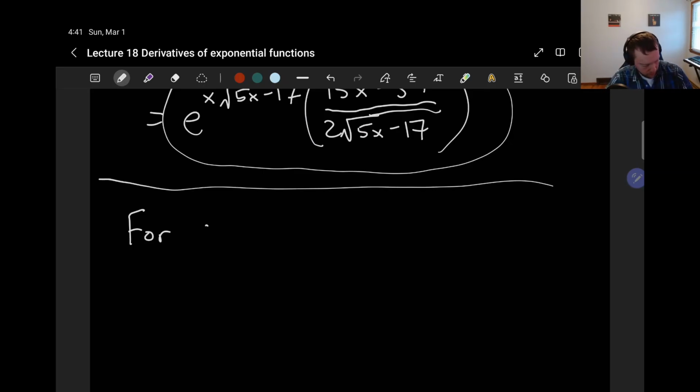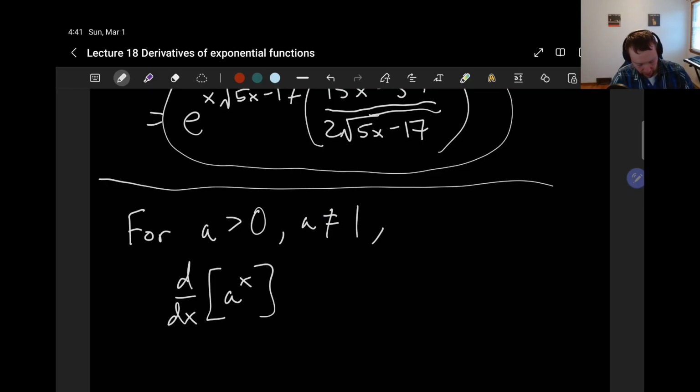So remember, the base of an exponential function, we call it a. We like for it to be positive, but not 1. Then the derivative of a to the x. Well, so far it looks kind of similar to what we saw before with e to the x. But you multiply by natural log of a. So this is the more general formula for any exponential.